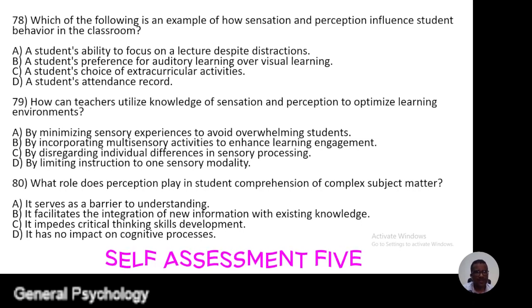Question 78. Which of the following is an example of showing sensation and perception influence students' behavior in the classroom? A. A student's ability to focus on a lecture despite distractions. B. A student's preference for auditory learning over visual learning. C. A student's choice of extracurricular activities. D. A student's attendance record.